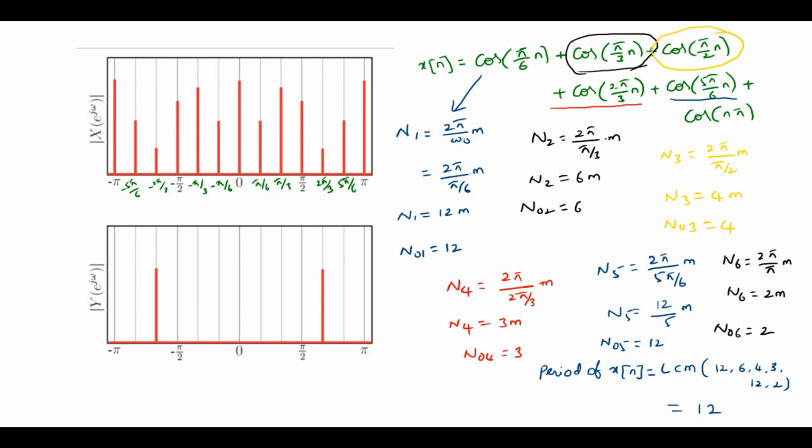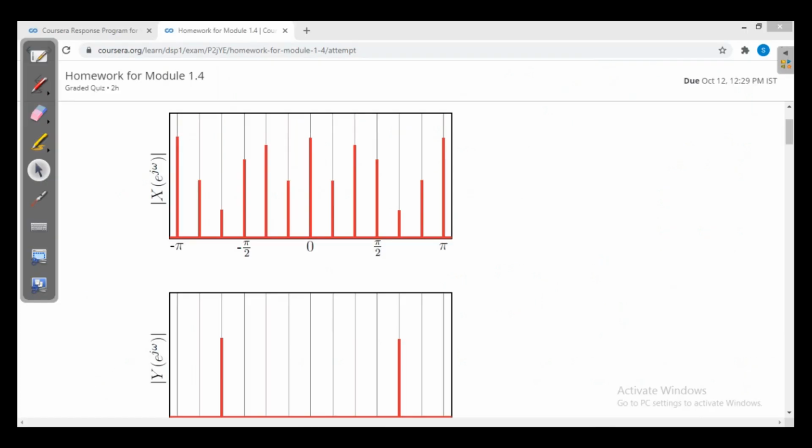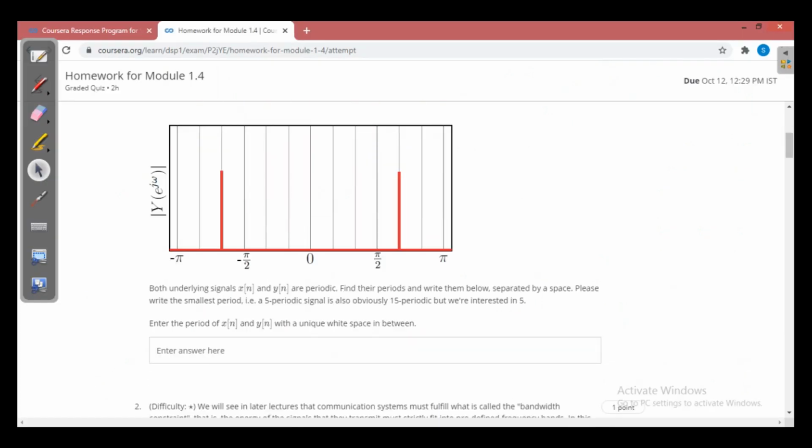Now coming to y[n], it has only two impulses: one at 2π/3 and the second at −2π/3. So the period is what we already evaluated, which is 3. So x[n] is 12 and y[n] is 3. That we need to enter here, which is 12 space 3.